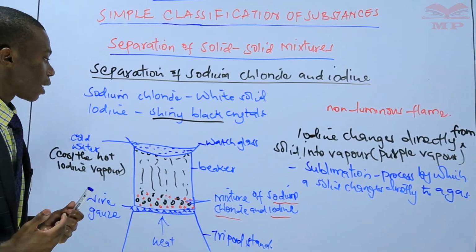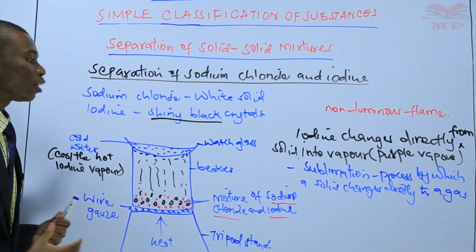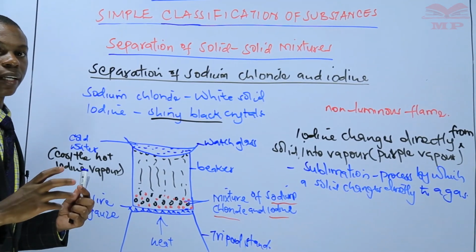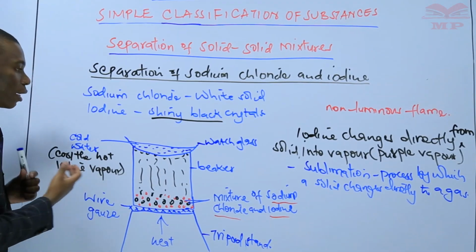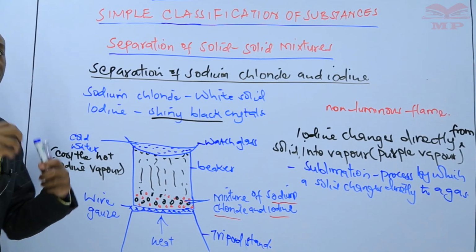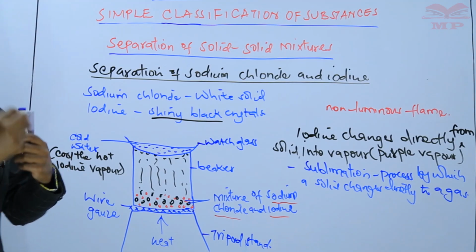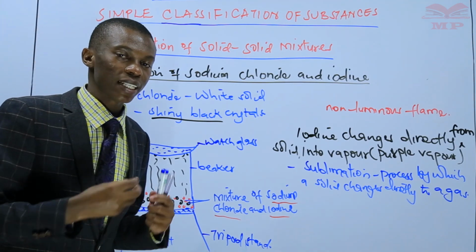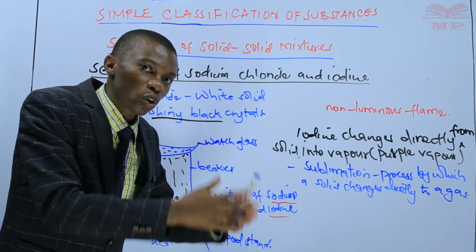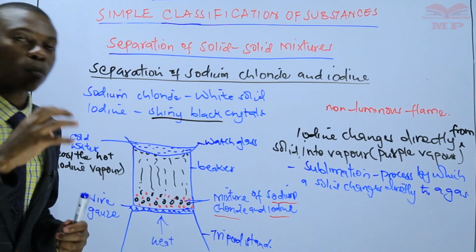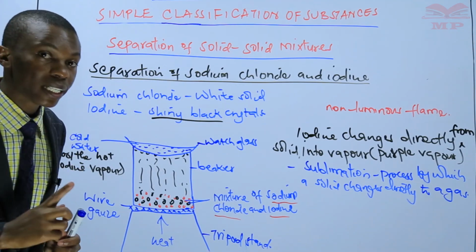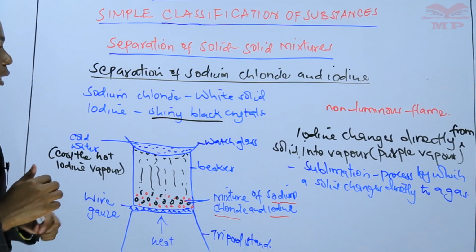And we have seen iodine changing directly from a solid into a gas. The iodine vapor is a gas we are talking about. So it is direct, it is not passing through the liquid state. It goes from solid to gas without passing through the liquid state.